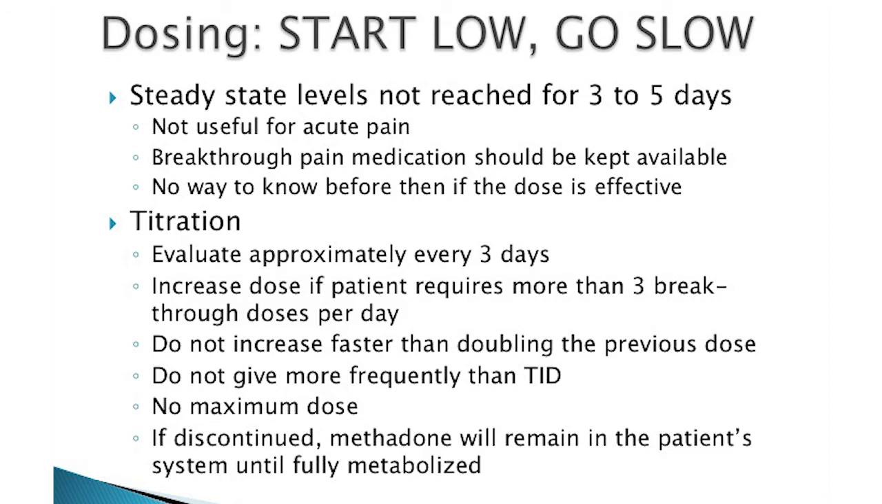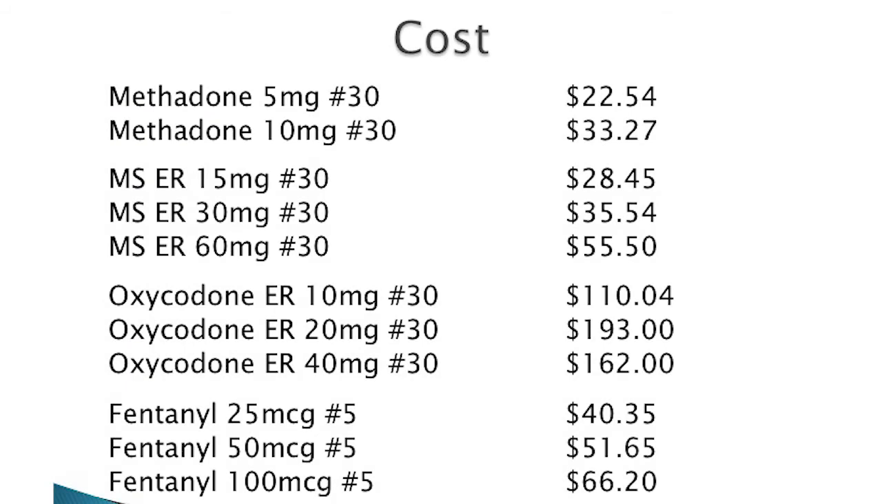Next slide is just a comment on cost to show you guys the great variability in cost of these long-acting narcotics. Methadone is by far the cheapest option, especially versus oxycodone. As doses get higher, prices get higher, although one to point out is that oxycodone ER 20 milligrams is actually more expensive than the 40 milligrams.